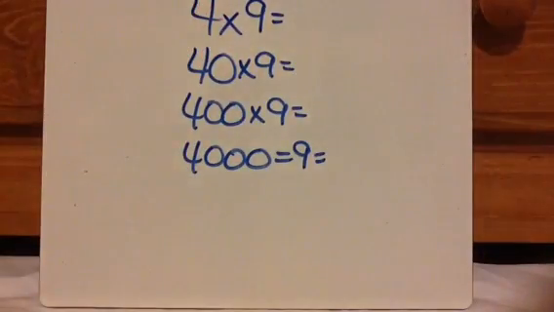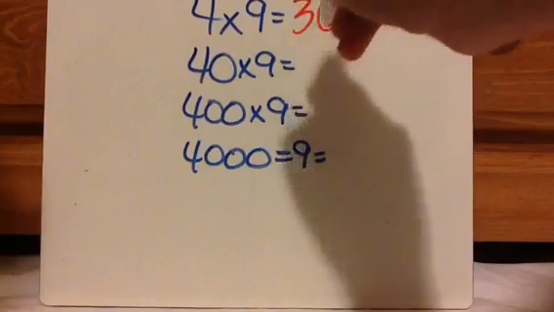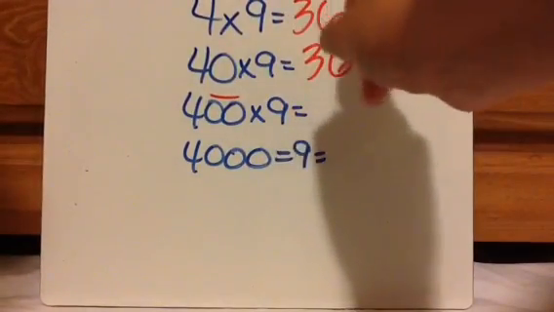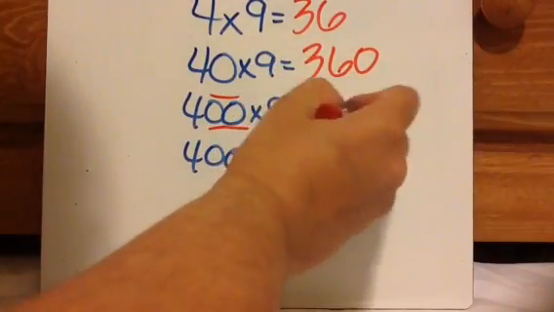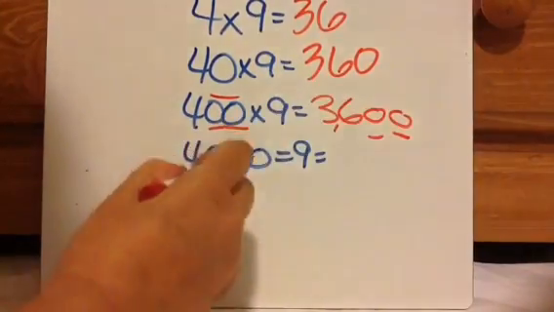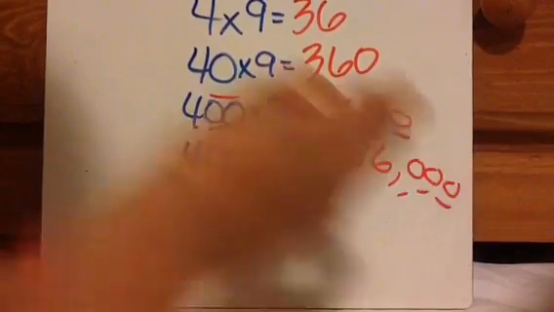Press pause, solve them, and press play when you're ready to check. Okay, 9 times 4 is 36. So when I have one with an extra 0, that's going to be 360. When I have one with 2 zeros, it's going to be 3,600. When I have one with 3 zeros, it's going to be 36,000.